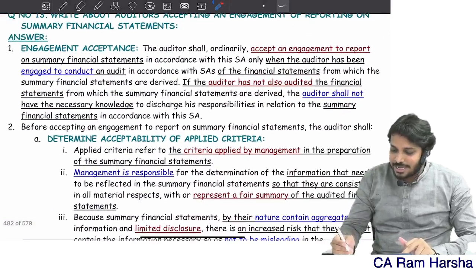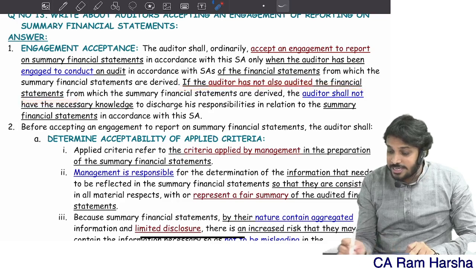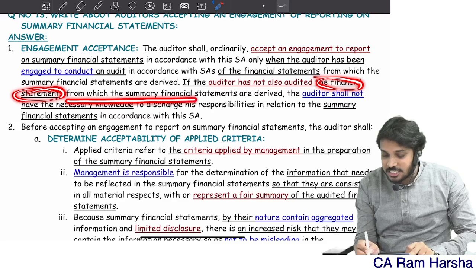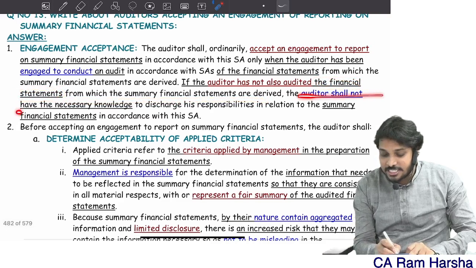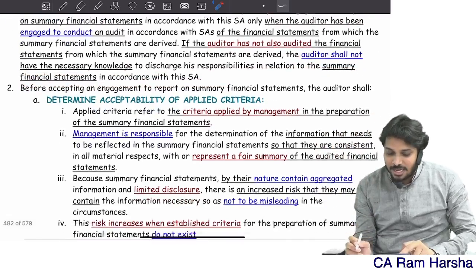So can I accept this engagement? If the auditor has not audited the financial statements from which the summary is derived, the auditor shall not have the necessary knowledge to audit a summary, therefore he will not accept the audit.